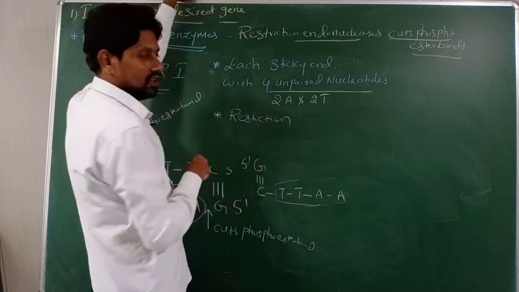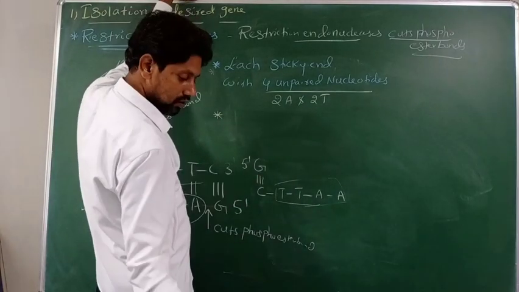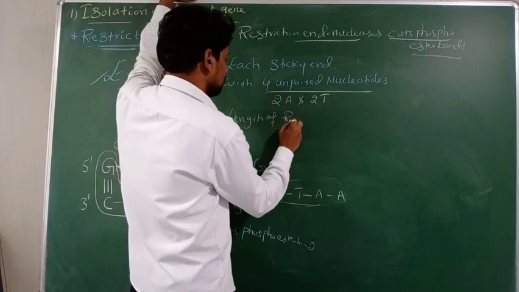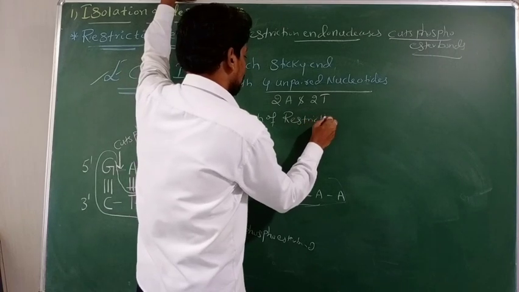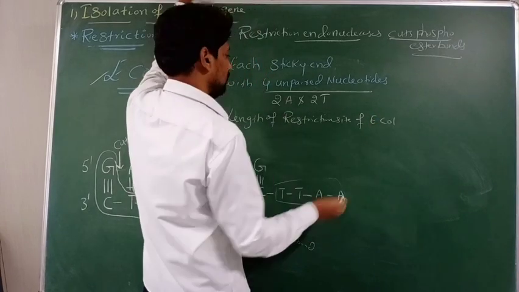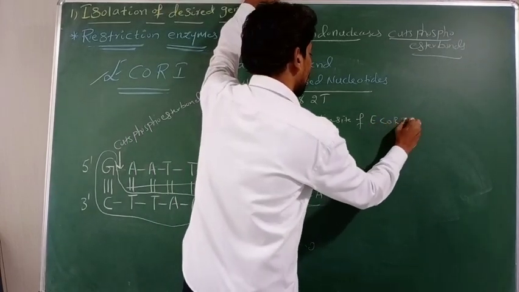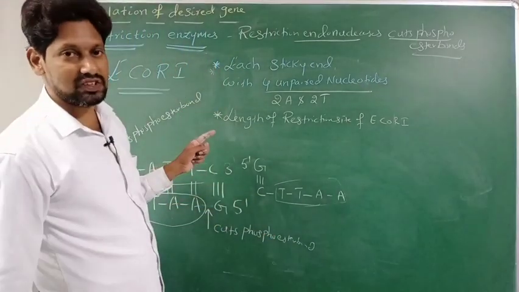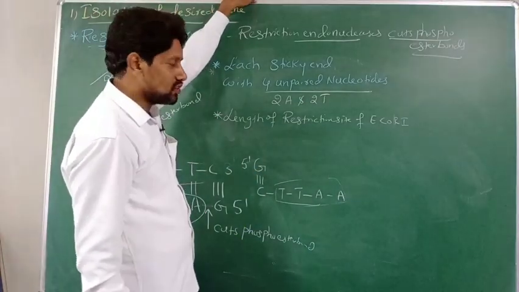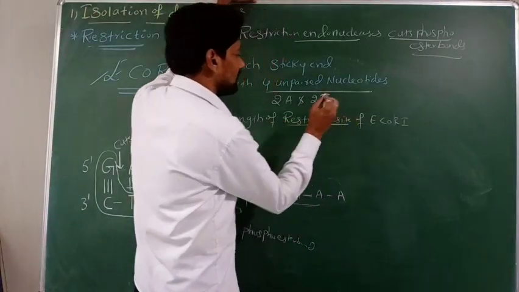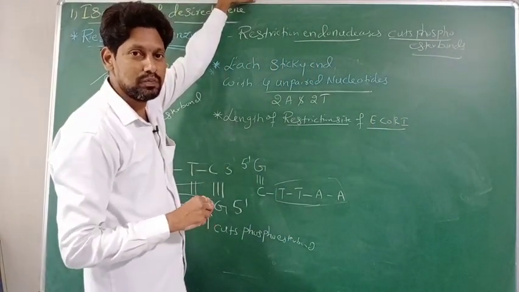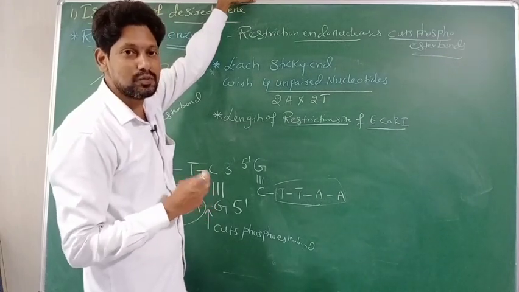Is it okay? Now listen to this statement. What is the length of the restriction site or recognition site of EcoRI? How will we calculate it? First you tell me, in the restriction site or recognition site of EcoRI, how many base pairs are present? 6 base pairs are present.